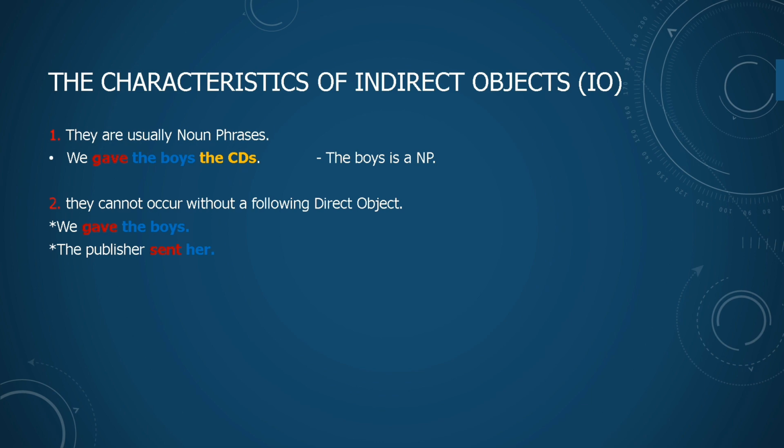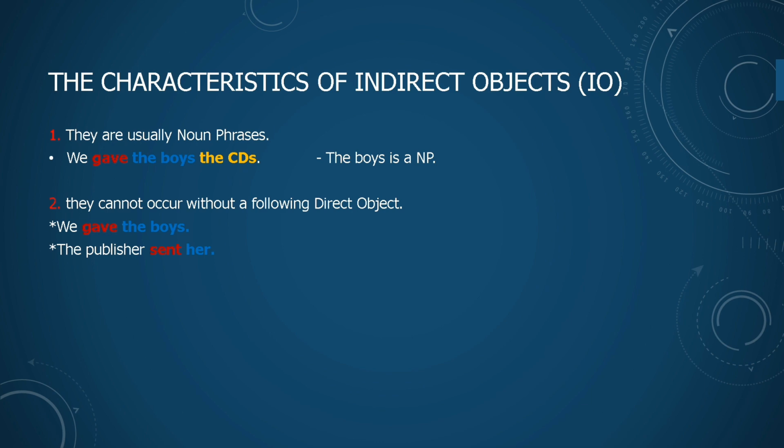So we gave the boys. The boys is the indirect object. But what did you give them? This sentence does not make sense. So indirect objects cannot occur without following a direct object. When we say the publisher sent her, again, it doesn't make sense. So we have to have another object.